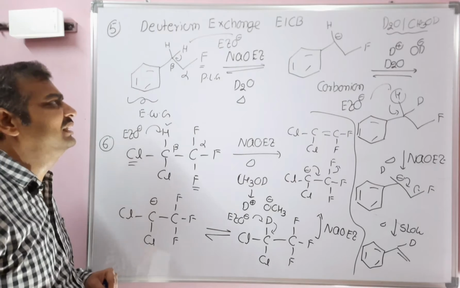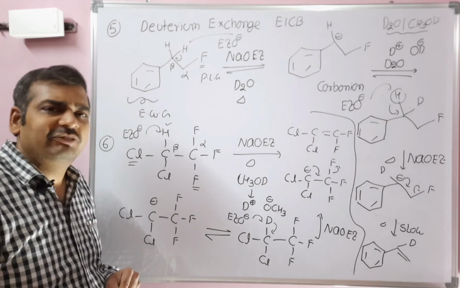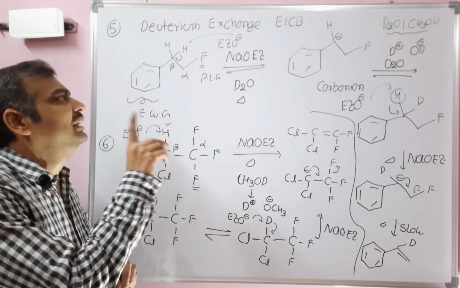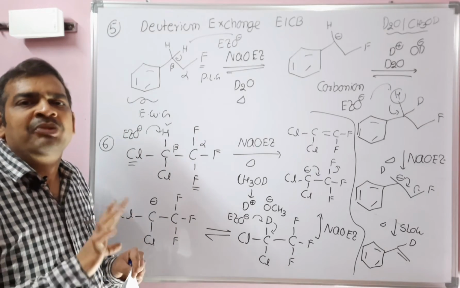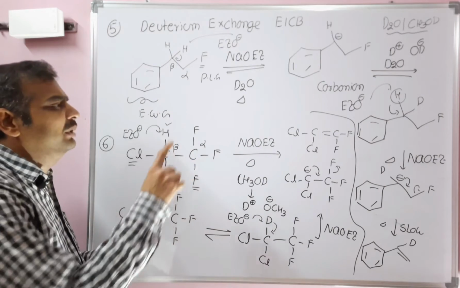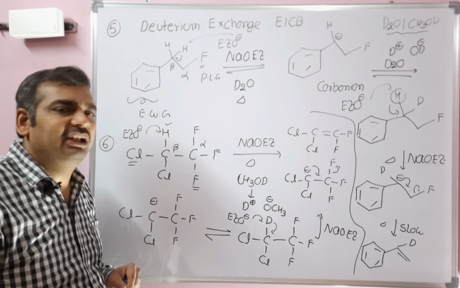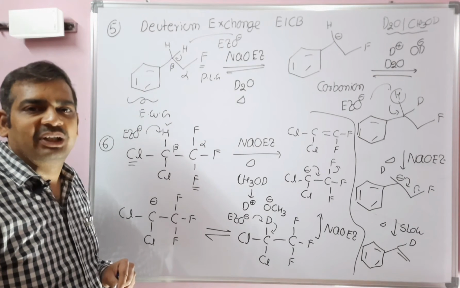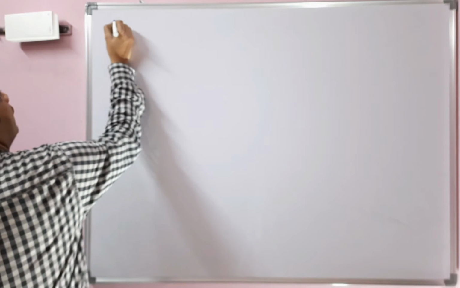The evidence for this reaction is, since the carbanion intermediate is formed in E1Cb, there is a possibility for deuterium exchange. If you take one hydrogen, it is not possible to get deuterium in the final compound. If you take two beta hydrogens, then we will get the deuterated final compound. Clear? Okay. Next, kinetic isotopic effect.